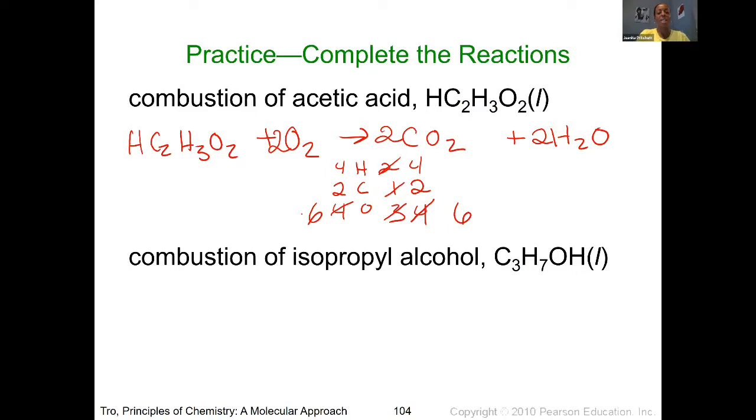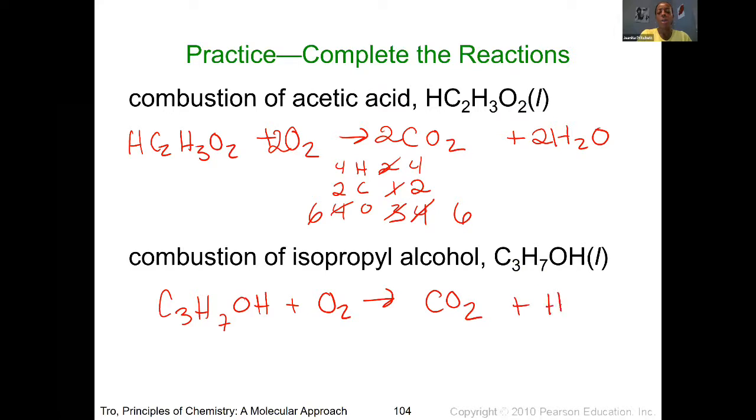And then last but not least, we have C3H7OH, isopropyl alcohol. And this is combusting, so reacting with oxygen. And then we're going to predict carbon dioxide and water are formed. And then we're going to balance.